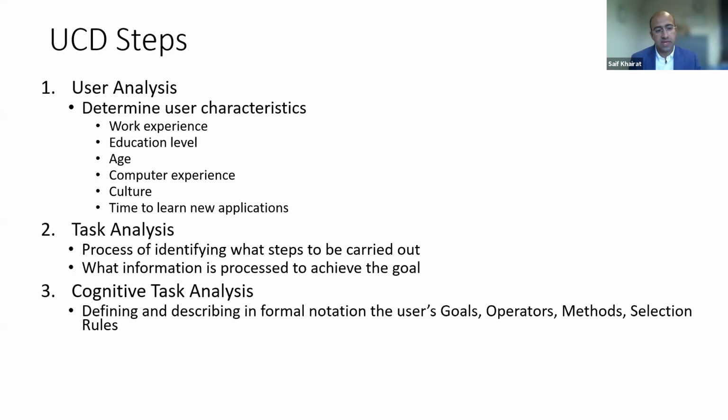tool. Next is the task analysis, where we identify the steps to get from point A to point B. What does the person have to do? And what information needs to be processed to put in an order or to discharge the patient, so to achieve a given goal. And then finally, doing a cognitive task analysis to define and describe the GOMS, which is goals, operators, methods, and selection rules.